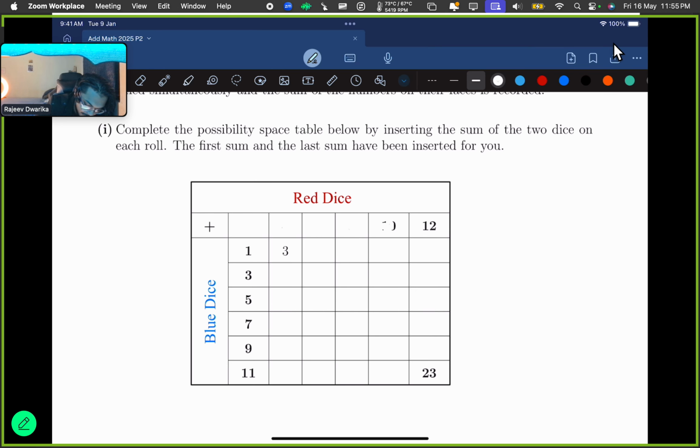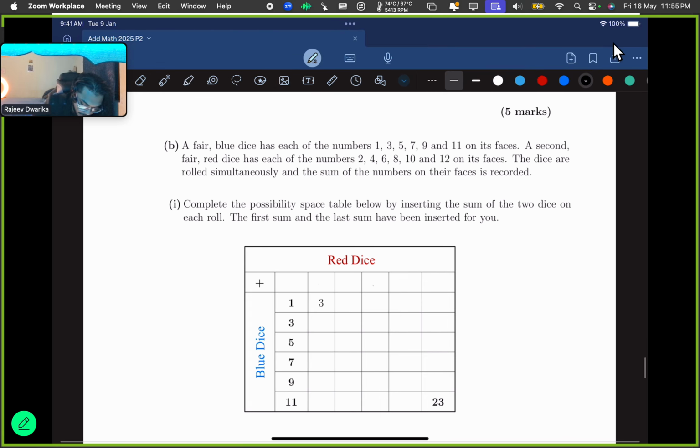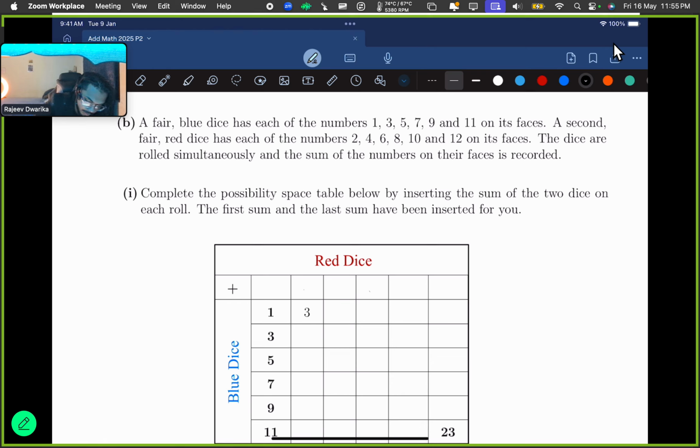I don't need the screenshot. I know it's going to be 2, 4. I can't believe I made that little mistake. Right, so this is going to be 2. It's going to be 4. It's going to be 6, 8.